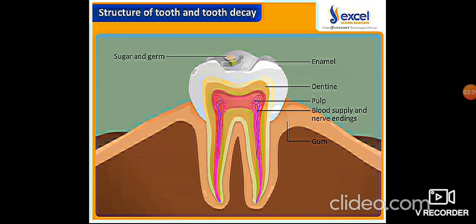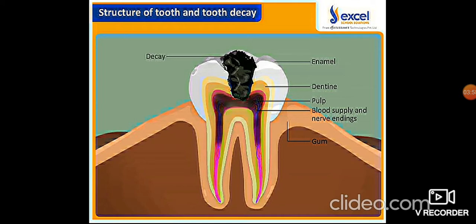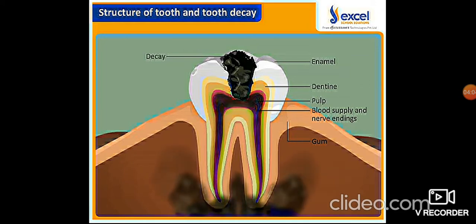Whenever we eat anything, food particles are left behind. If we do not remove them or rinse them with water, then after some time germs will feed on these food particles and start releasing acid. This acid causes tooth decay, which will cause toothache.